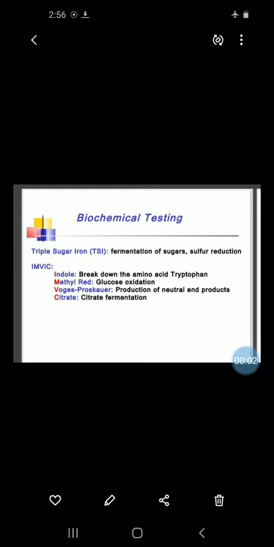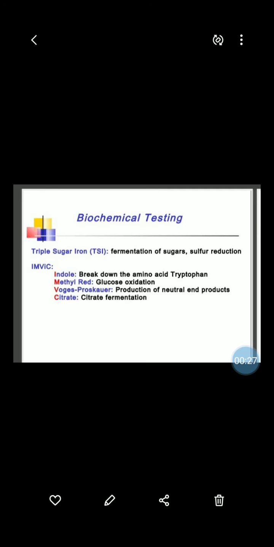Good afternoon, friends. In the last lecture, I discussed the different staining techniques, for example acid fast staining, simple staining, endospore staining, capsule staining, and gram staining. Today, we will see the next point, that is biochemical tests for bacteria.